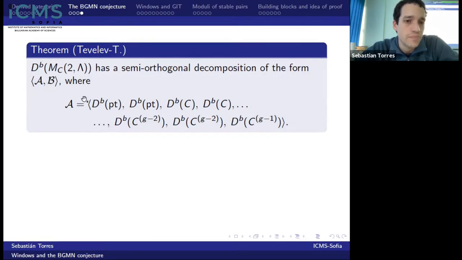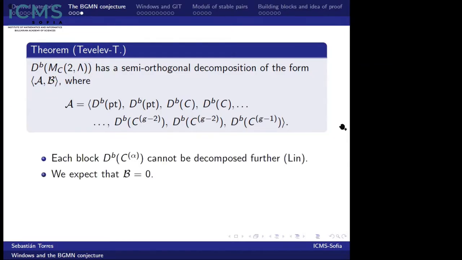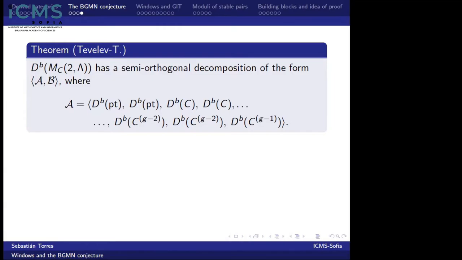So the orthogonal complement to all of these. We expect that this should be 0. That would be the BGMN conjecture. But a priori, there could be more stuff. We really want to show that this is 0. But we have this semi-orthogonal decomposition with these blocks, and then its orthogonal complement a priori. So it could be that for some semi-orthogonal decompositions, B is zero, not for all.